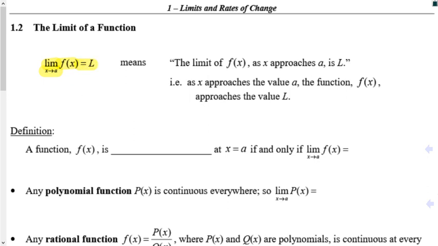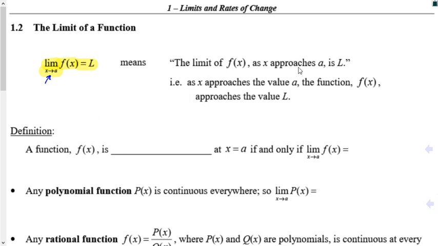Now, notice that we do use an arrow here as we're saying x is approaching a, but here we're saying f of x, the function, is approaching L, but we don't use an arrow here. We just say that the limit is this value L. So then, as we look at the words on the right, the limit of the function f of x as x approaches a is equal to L.